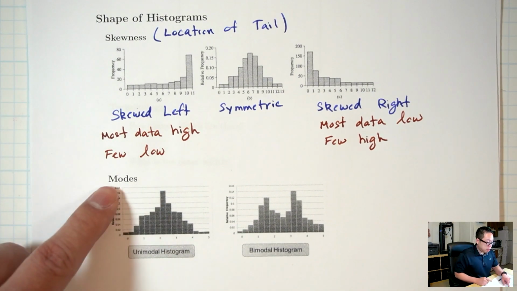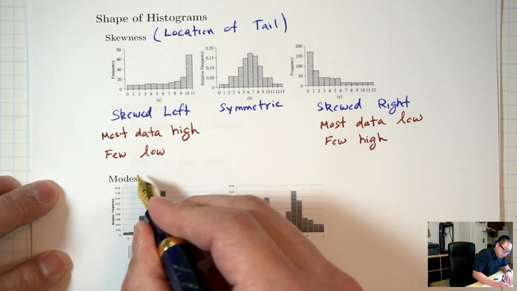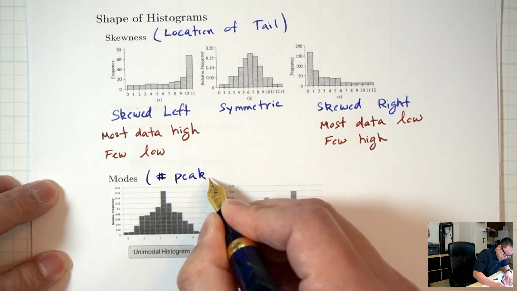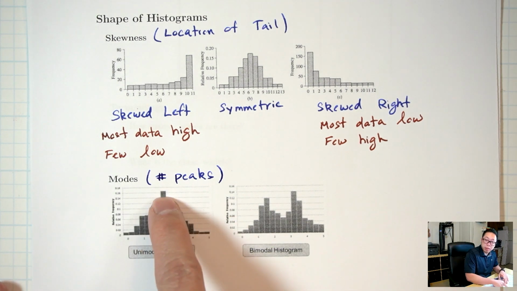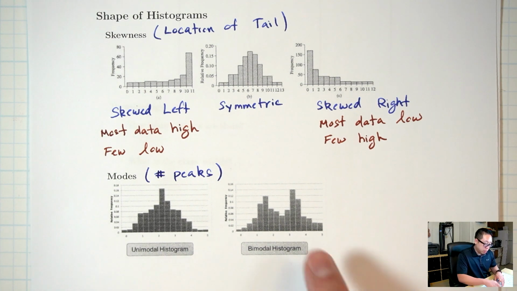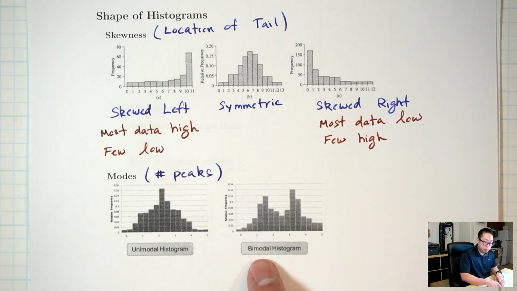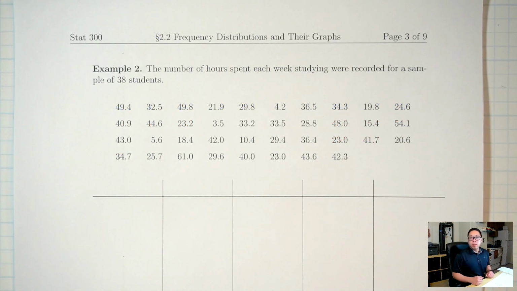Next terminology is modes. So modes are really just the number of peaks. In this picture, there's one peak. It's called unimodal. Uni meaning one, and modal meaning mode. So that's one mode. In this picture, there's two peaks. There's a peak here and a peak here. Bimodal, from the prefix bi meaning two. So that's two modes.